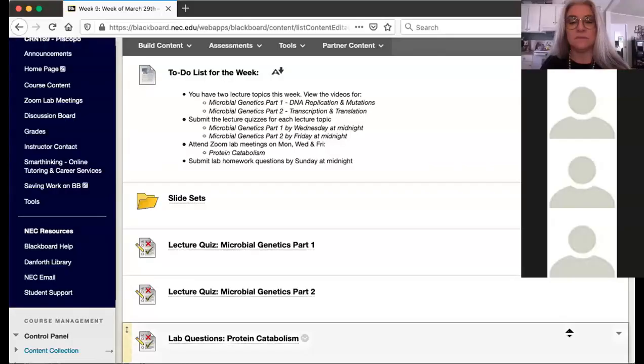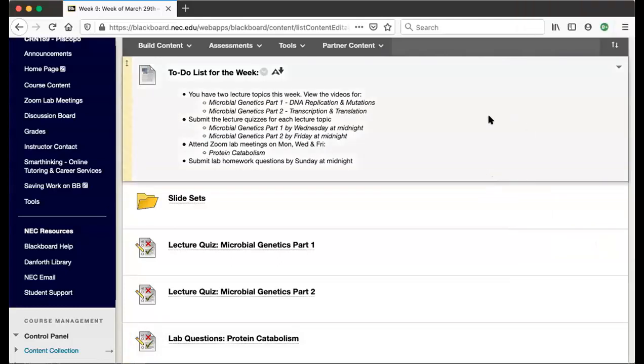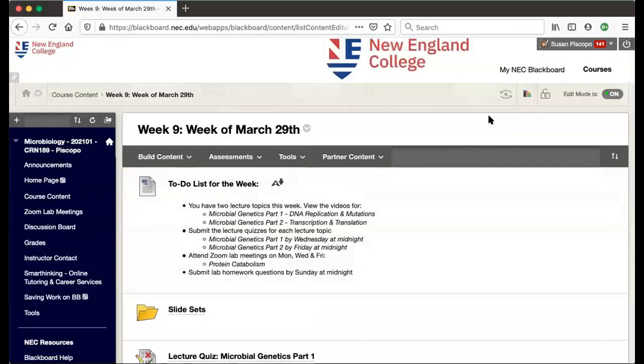The other thing I'm going to do just very briefly is pull up our schedule for this week and looking ahead to next week, just so we can know what's coming up. So what you should be seeing right now is the course content page for the course on Blackboard. This is our to-do list for this week.